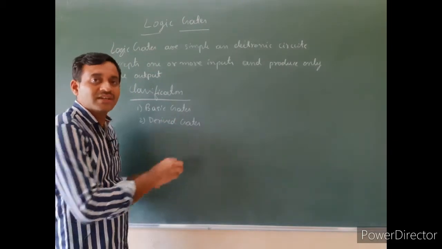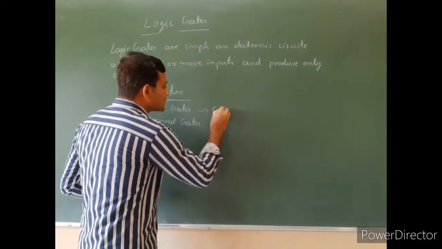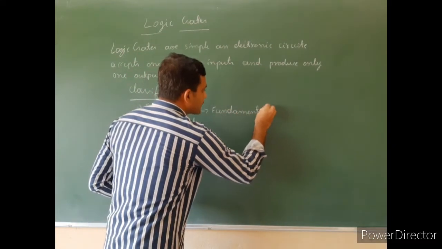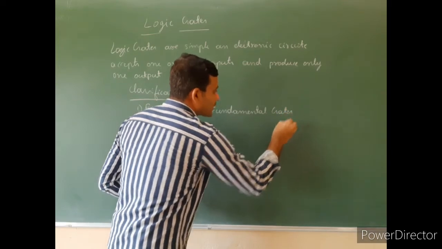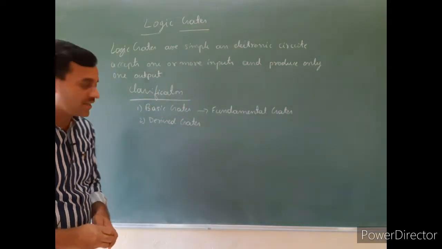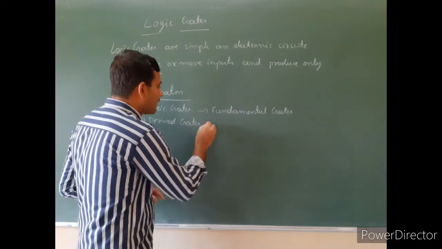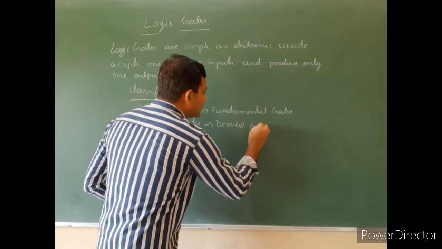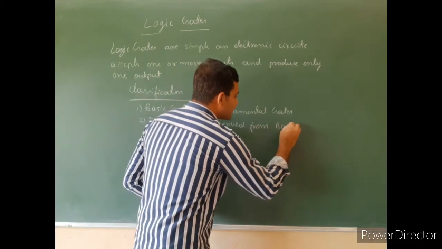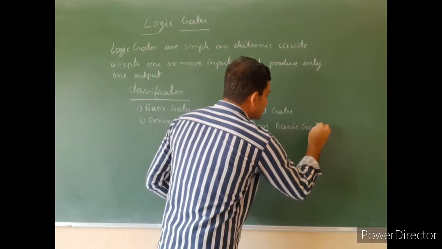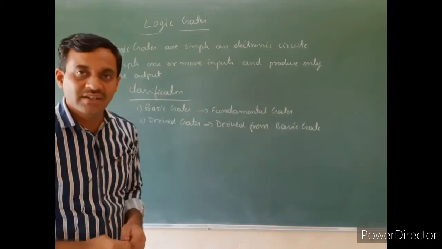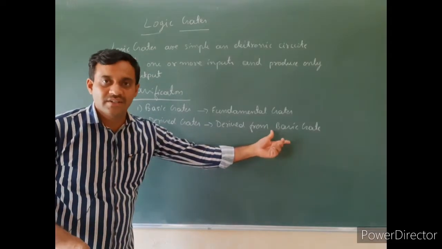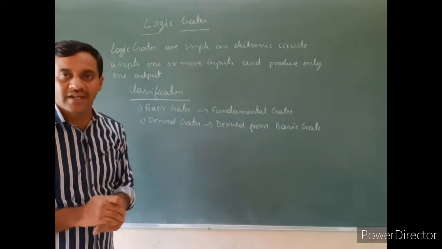Then these basic gates are also called fundamental gates. Derived gates are derived from fundamental gates, that is, basic gates. These are derived from basic gates, hence we call them derived gates. These are the main classification of gates.